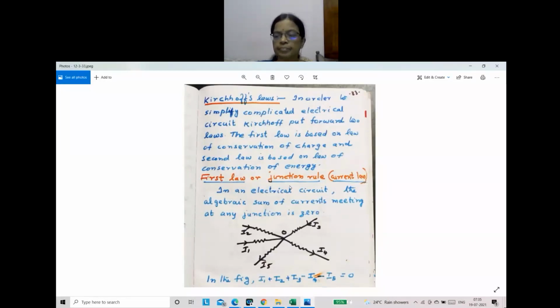Kirchhoff, two laws are there. So we know only the Ohm's law circuit. Ohm's law is the simplest electrical circuit. What all things are there in an Ohm's law circuit, children?